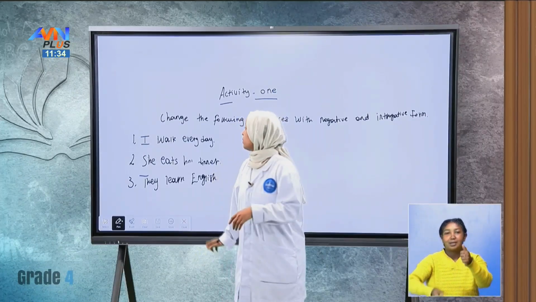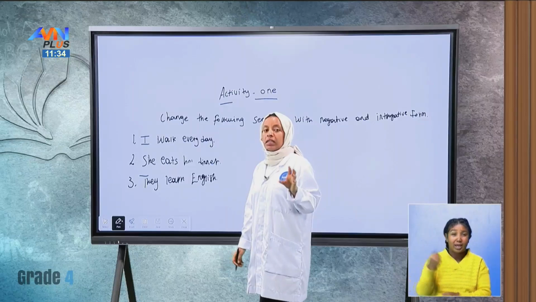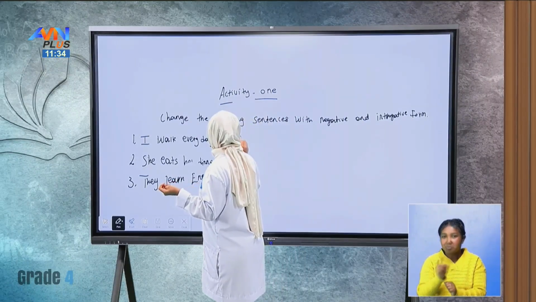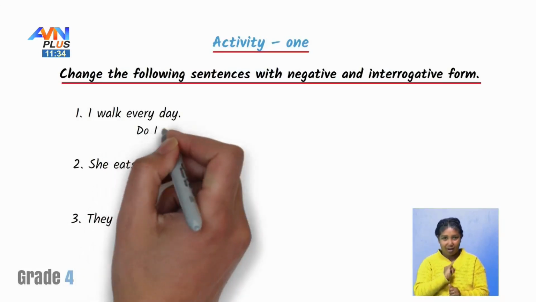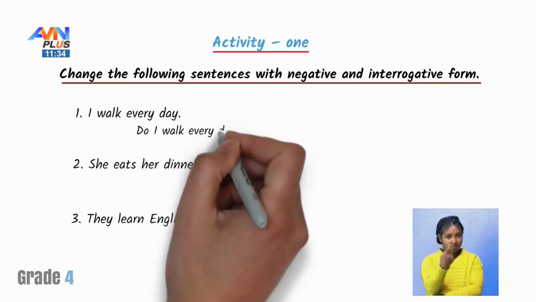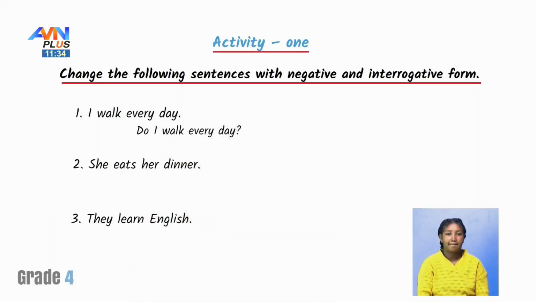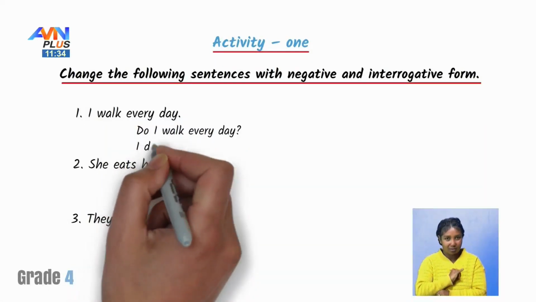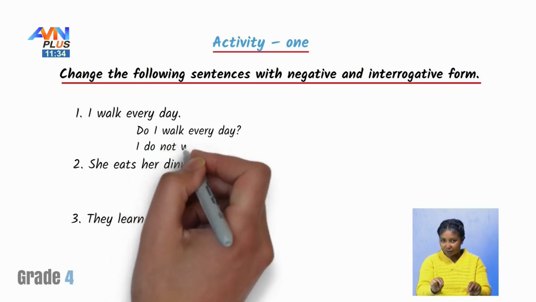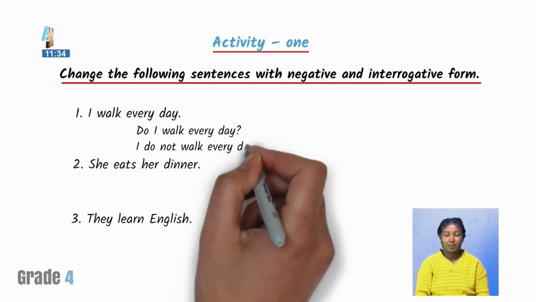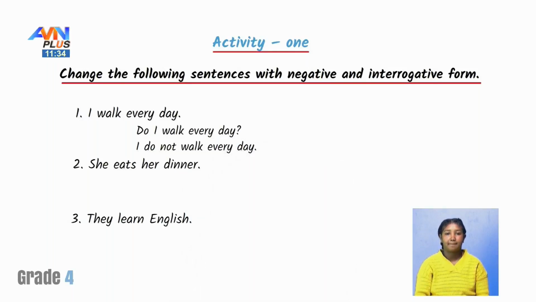So the first question is, I walk every day. Let us start with interrogative form, question form. So what can I say? Do I walk every day? Question mark. When we come to negative, I do not walk every day. Bravo, students.